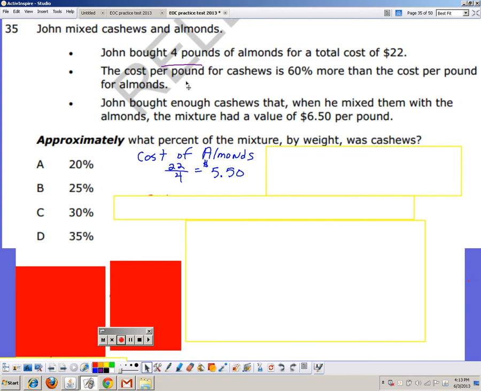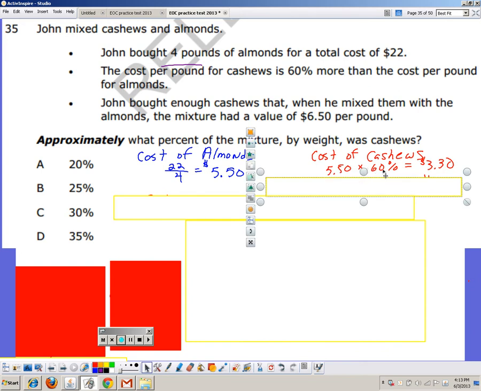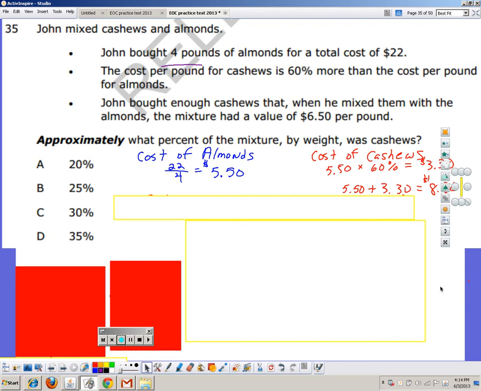$5.50. Then they tell us that the cashews is 60% more than the cost of almonds. So to find that, we're going to do $5.50 times 60%, which gives us $3.30. To find the actual cost, then we got to take $5.50 plus $3.30, and that gives us $8.80. So almonds are $5.50 a pound, cashews are $8.80 a pound.